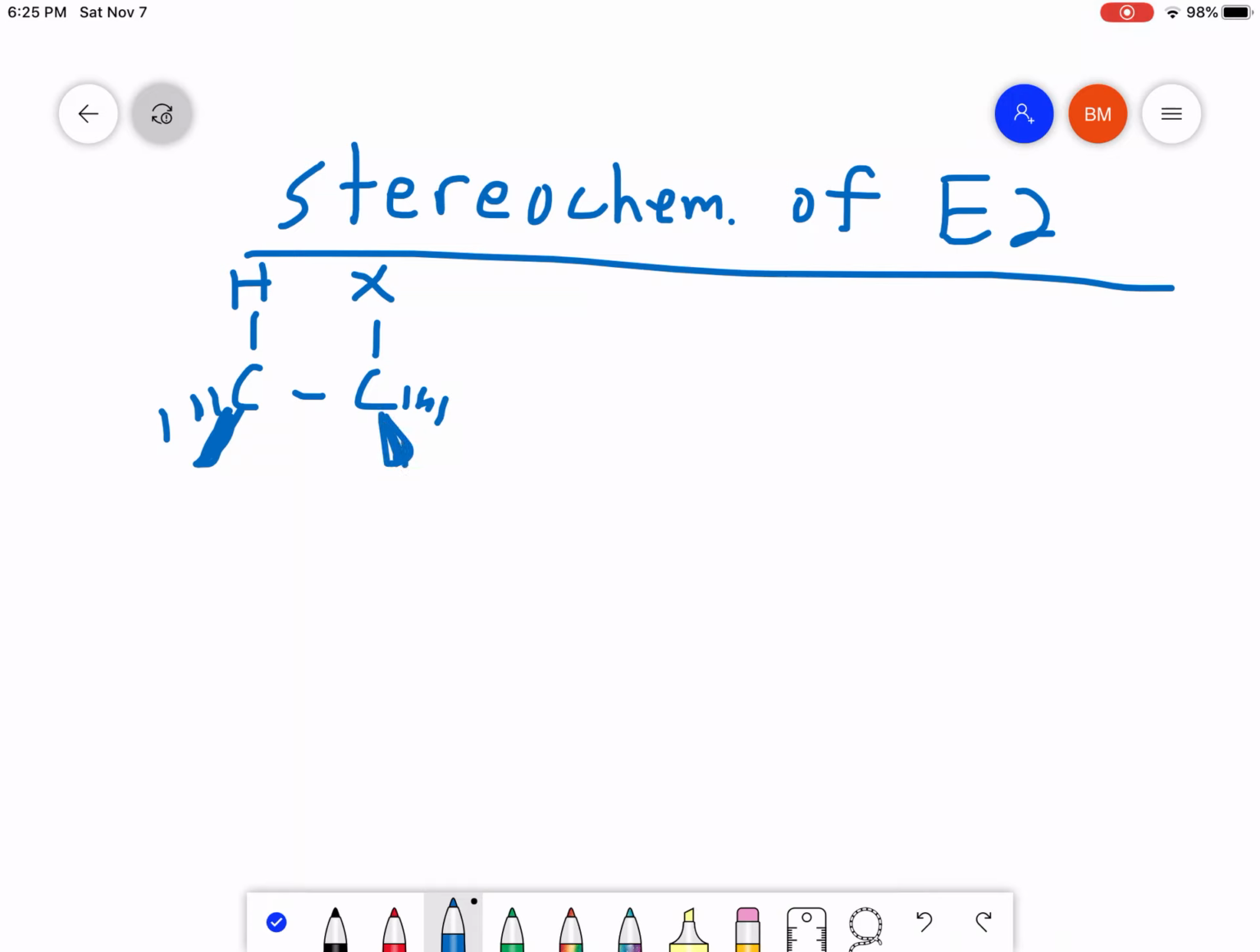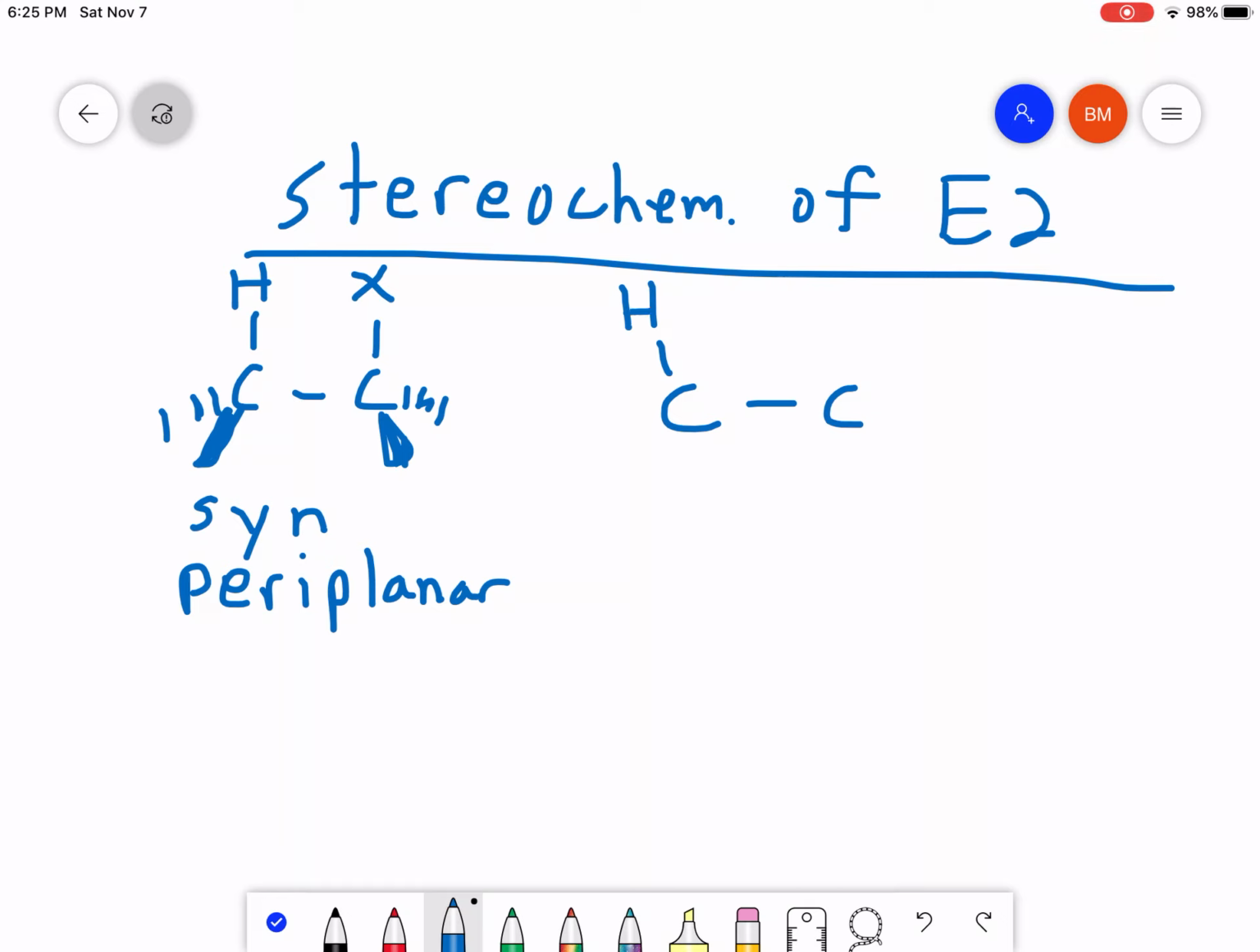When they're on the same side like this, it's called a syn-periplanar arrangement. And it's transitional, right? All of this is transitional. You're constantly spinning, spinning, spinning. At another point of the spin, those two items might be arranged differently to each other. They might be on completely opposite sides like this. This is called anti-periplanar.